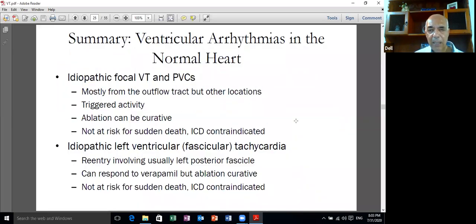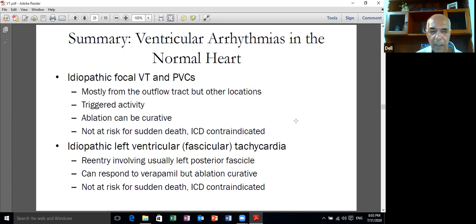So to summarize the initial part of this lecture about ventricular arrhythmias in the absence of structural heart disease, or the presence of a normal heart, there are two essential types, though there are other less common types. The two essential types are idiopathic focal ventricular tachycardia, mostly from the outflow tract due to triggered activity. Ablation is curative, although it's responsive to all antiarrhythmic drugs, not associated with sudden death, and ICD is contraindicated.